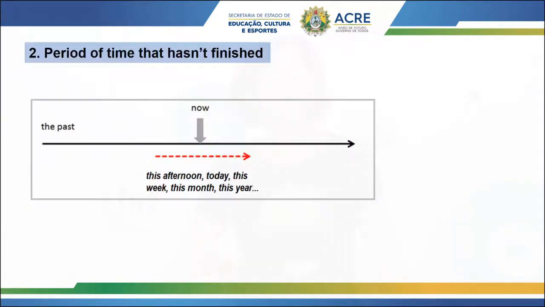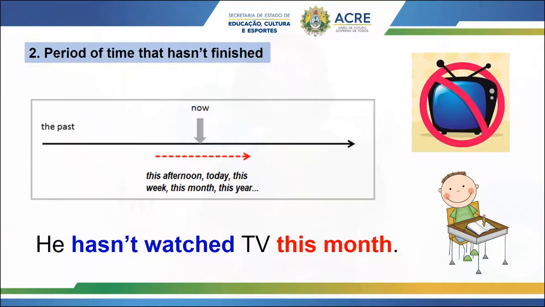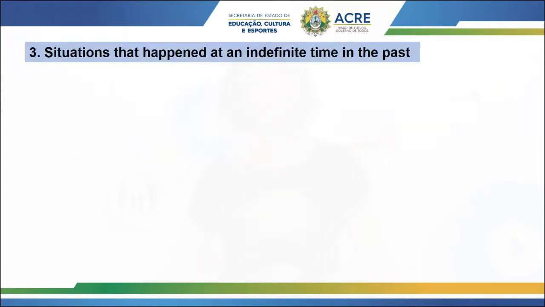Number 2. Period of time that hasn't finished. Let's see a sentence. He hasn't watched TV this month. Okay, this month is a period of time that hasn't finished. We are in August. August hasn't finished. Another sentence. I haven't seen John today. Today hasn't finished.